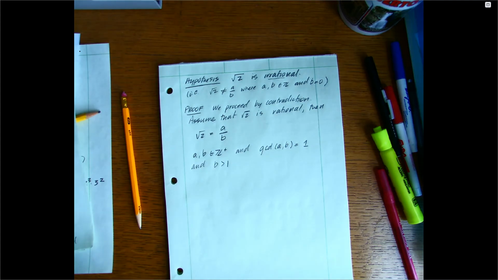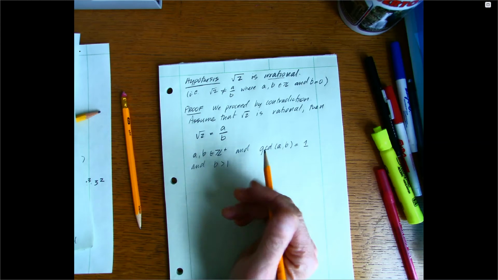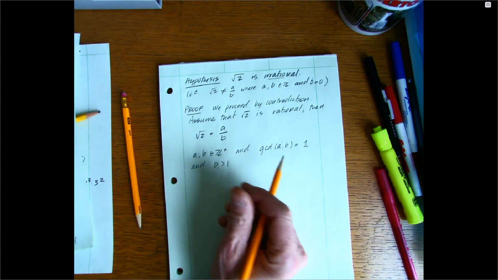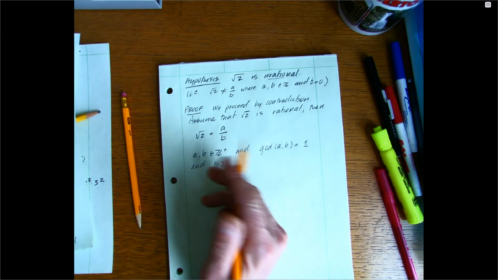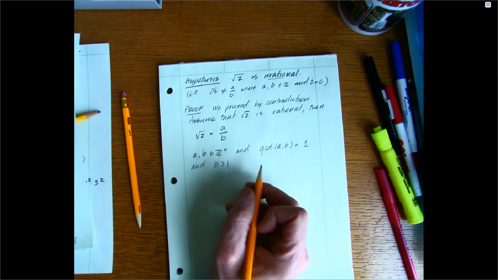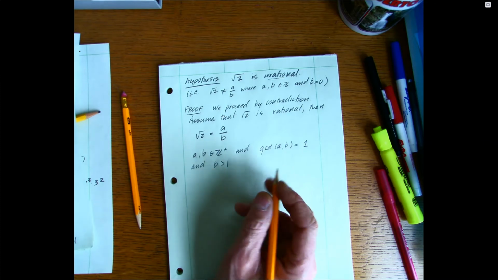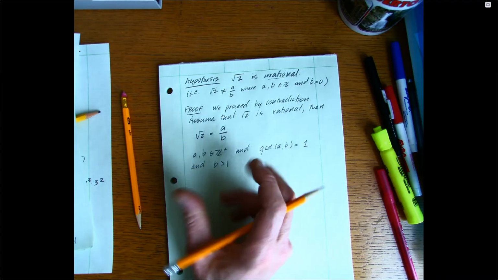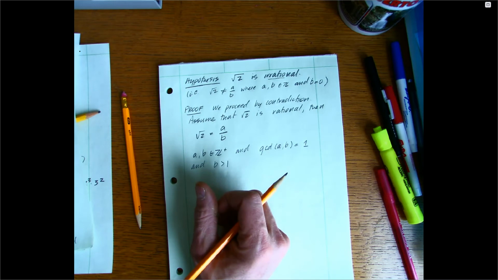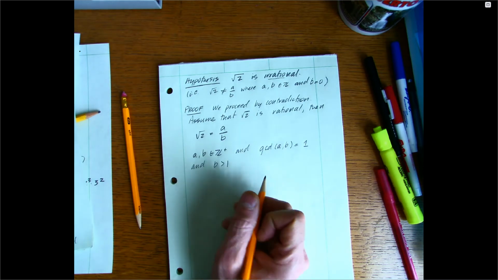We're going to assume that root 2 is not an integer, and I think that's a fairly easy assumption to make, because you can certainly find root 2 on a number line by simply looking at the diagonal of a square, which we know to be root 2, and see that it's definitely between 1 and 2, so it's non-integral.